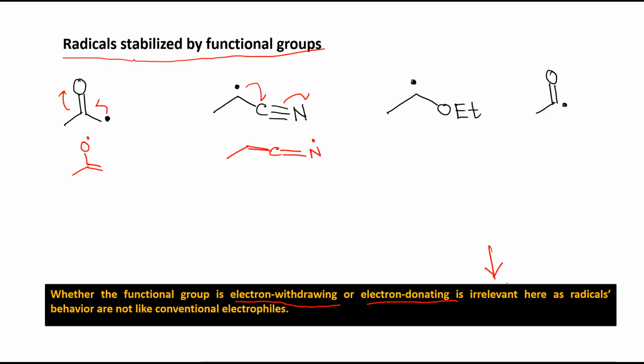Okay. So the reason behind it is that radicals' behavior is not like conventional electrophiles. So don't expect that the factors that stabilize carbocation will also stabilize radicals. No, it is not like that. It can be stabilized by both electron withdrawing group as well as donating group. But to understand that in detail, we have to know the molecular orbital diagram, though in a very simple way. But that I will discuss in the next slide. Also, we will see some persistent radicals examples.